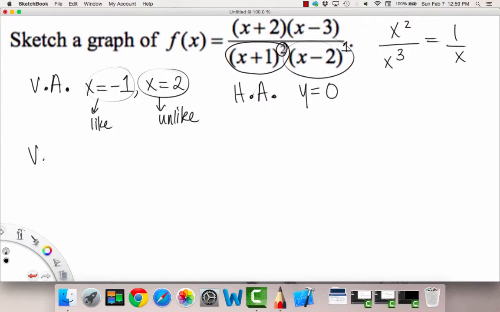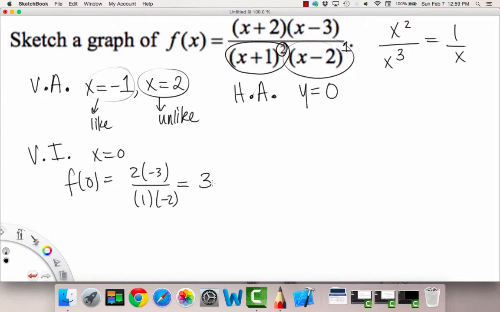Okay, so as for vertical intercept, that is when x is equal to 0. So if we plug that in, we get f of 0 is equal to 2 times negative 3 over 1 times negative 2. So the negatives cancel out and we just get a positive 3. So our vertical intercept is going to be the point (0, 3).